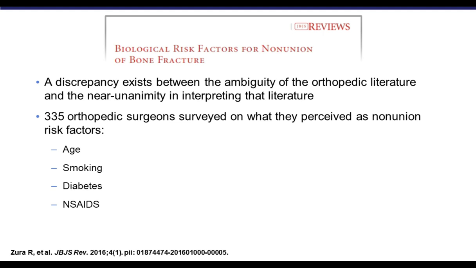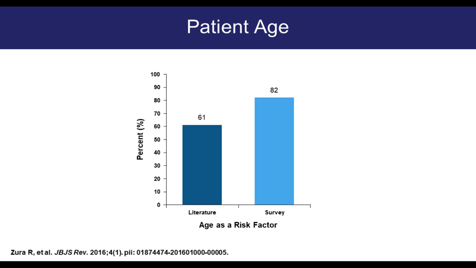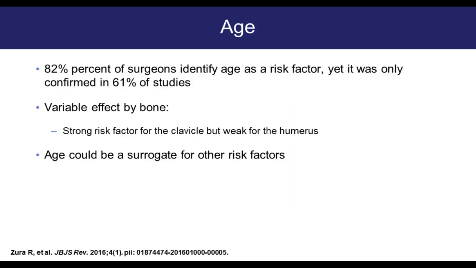what the literature says. When you look at age, 82% of the surgeons surveyed felt that age was a risk factor. The literature only supports it 61% of the time. We walked through that in the graph earlier. What we found is that this was a variable effect by bone. It was a strong risk factor in the clavicle, but weak for the humerus. And age could be a surrogate for other risk factors. This becomes an issue when we talk about the number of prospective studies. If there are just a few good studies on the humerus, do we have good data?